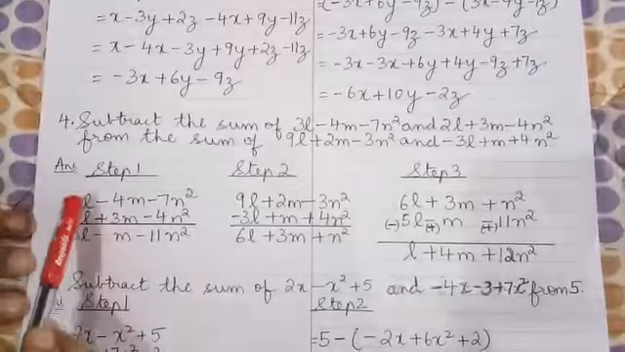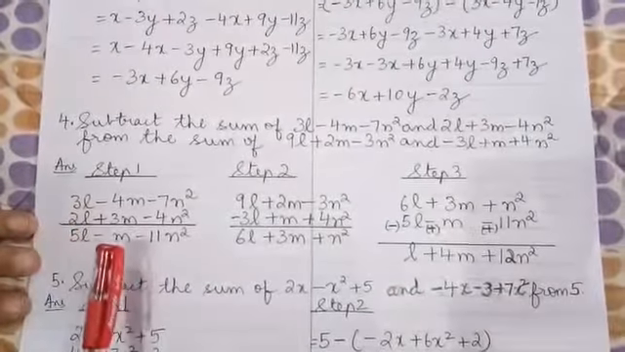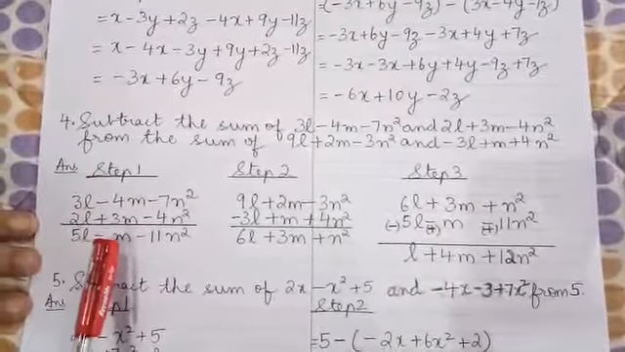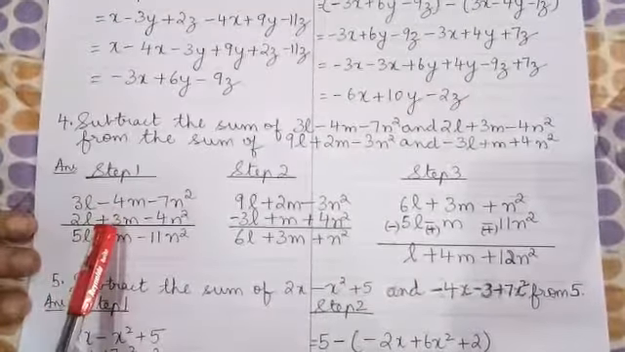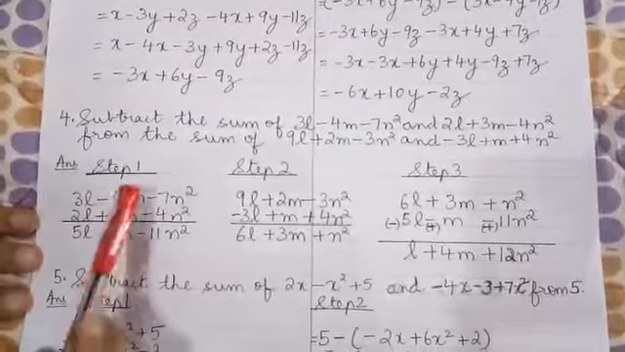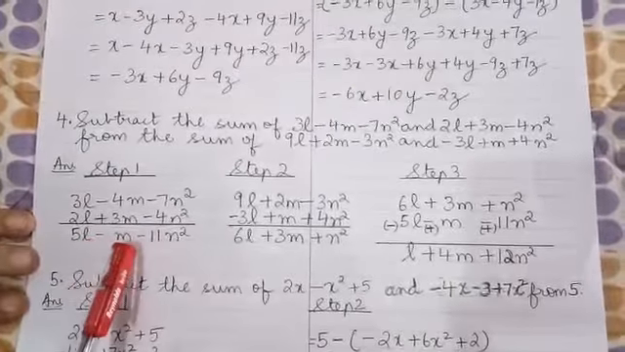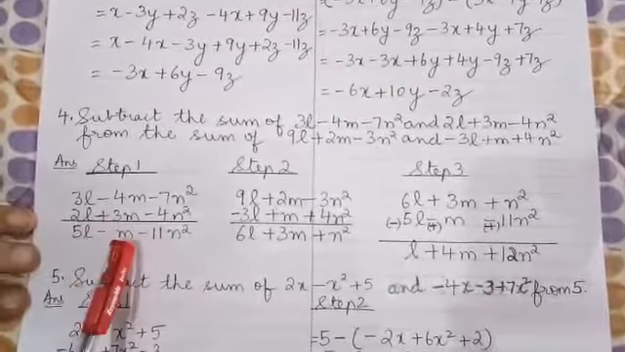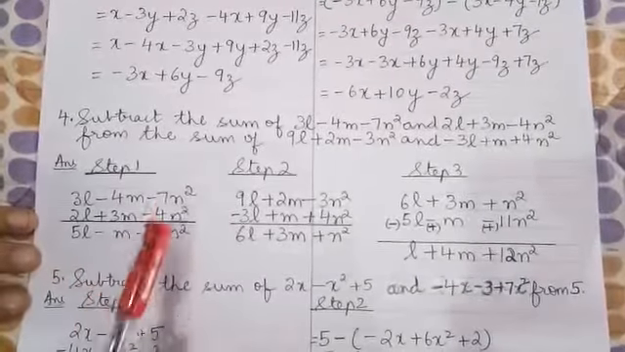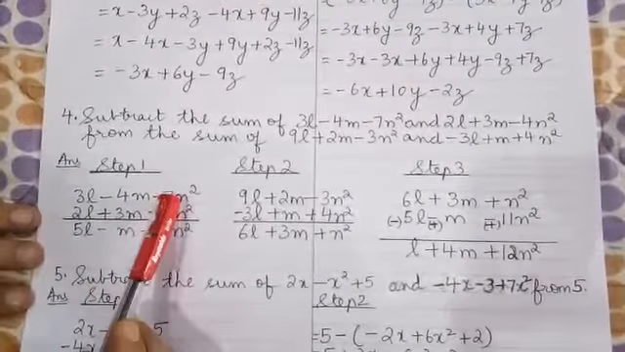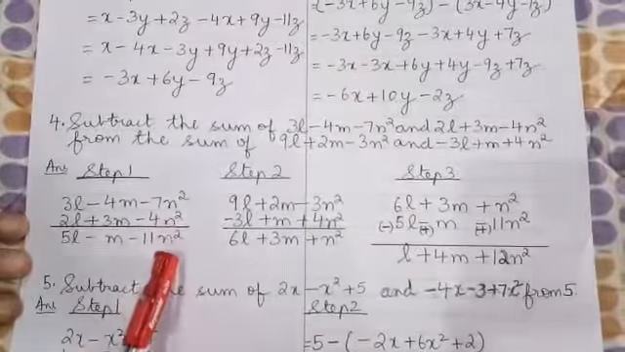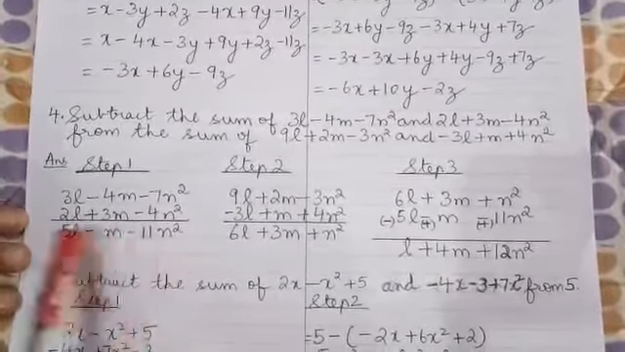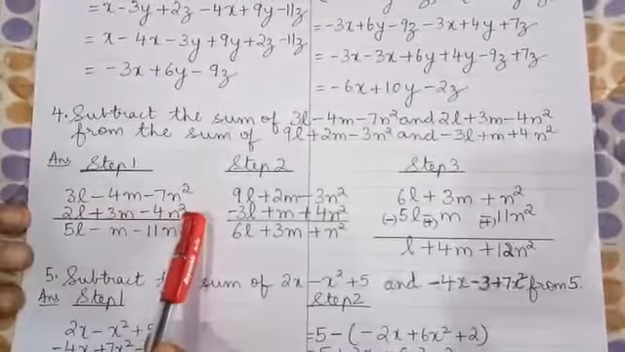Now 3 plus 2, you know we have to simplify the numerical coefficients. 3 plus 2, 5, 5l. Minus 4 plus 3, minus 1, minus 1m or simply minus m. Minus 4, minus 7, minus 11n square. So this is the sum of these 2 expressions.